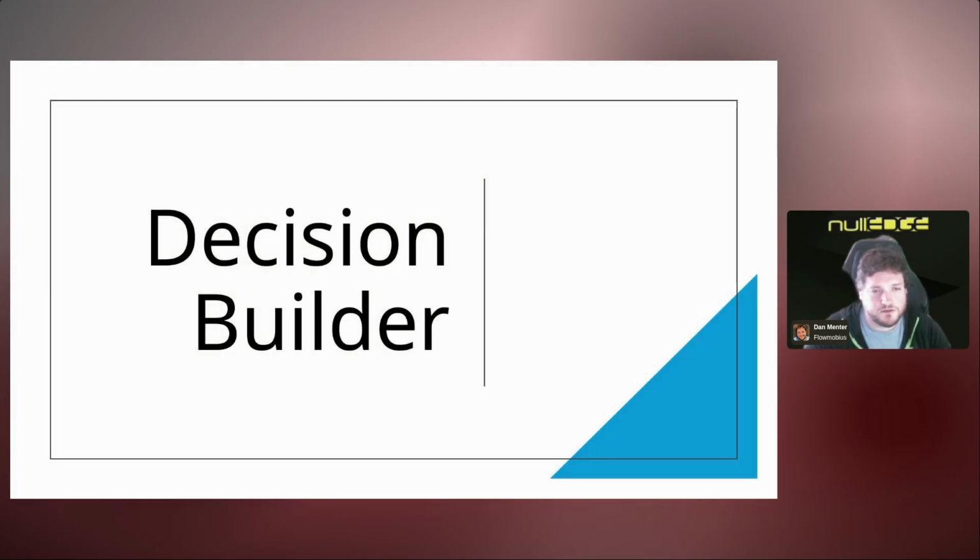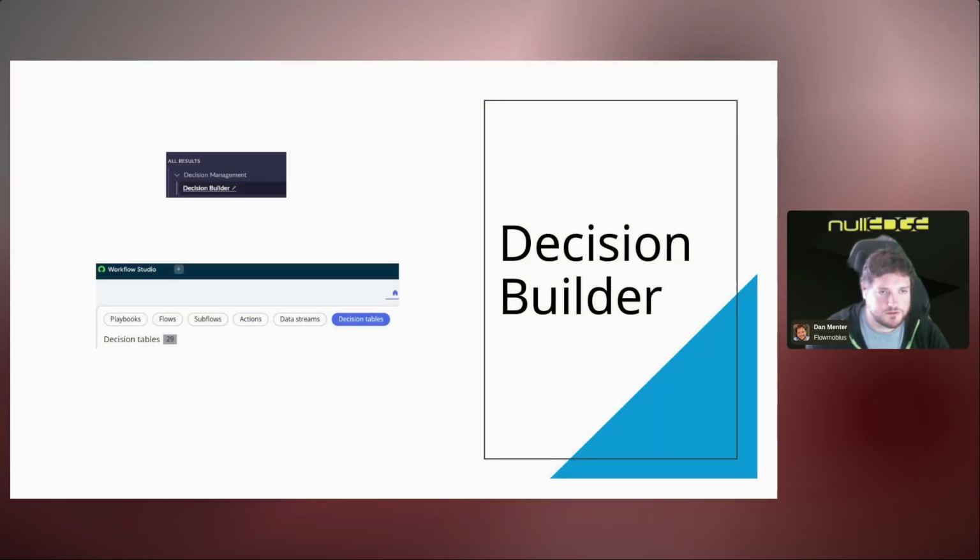And with that, we're going to jump out of the example that we're building and jump into Decision Builder, and talk about what it does and how to set it up. Decision Builder can be launched directly from the nav menu by going to Decision Management and clicking Decision Builder. And if you already have Workflow Studio installed, you can just go to the Decision Builder tab button and click on Decision Builder.